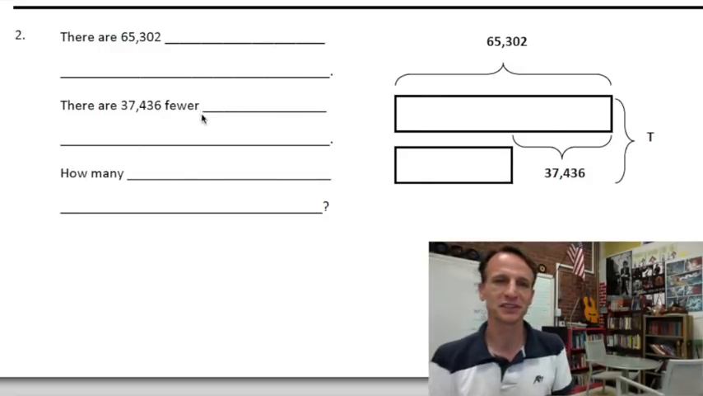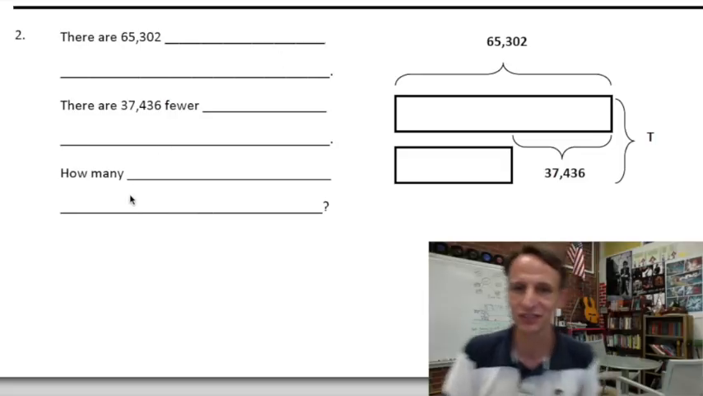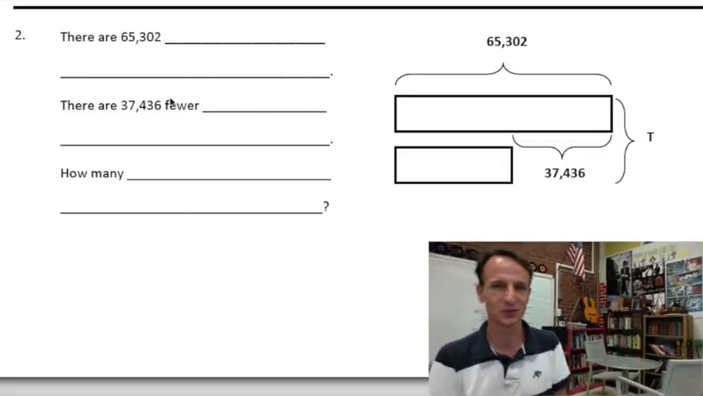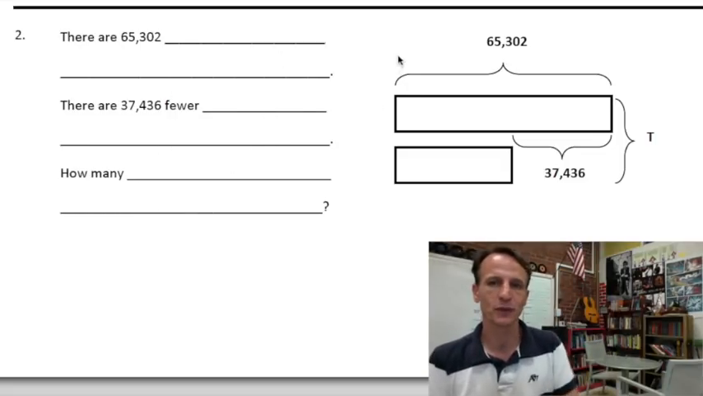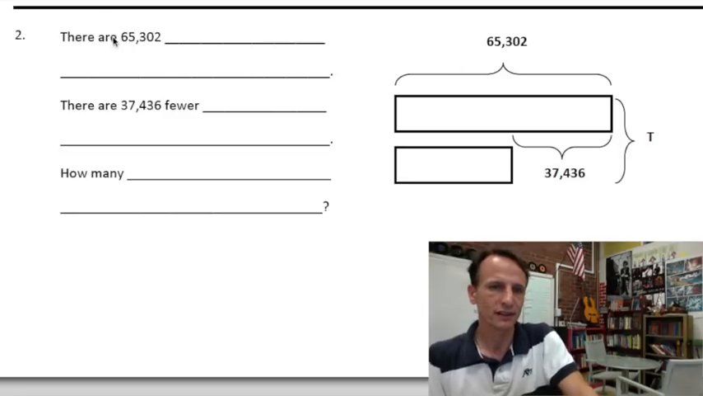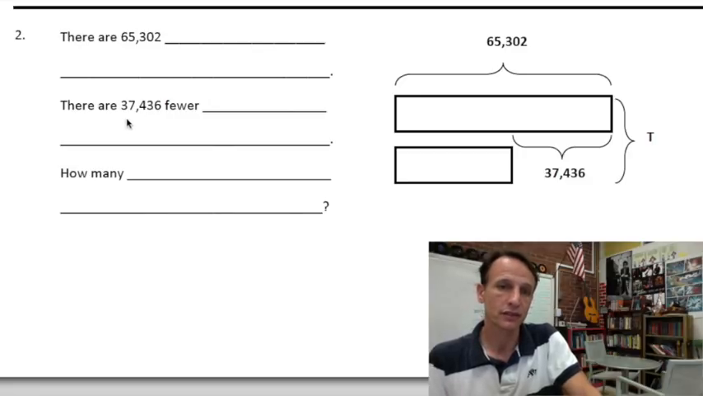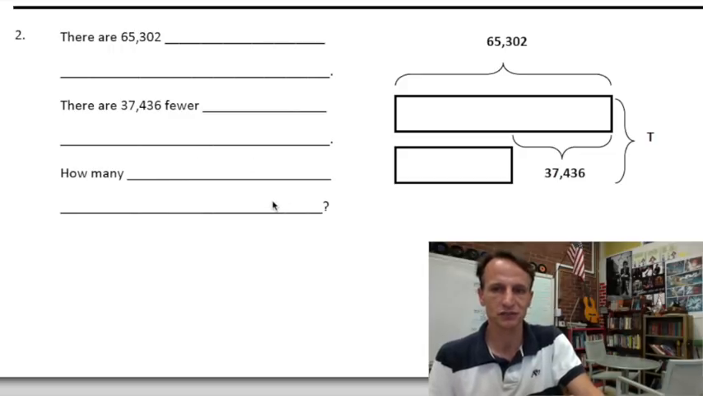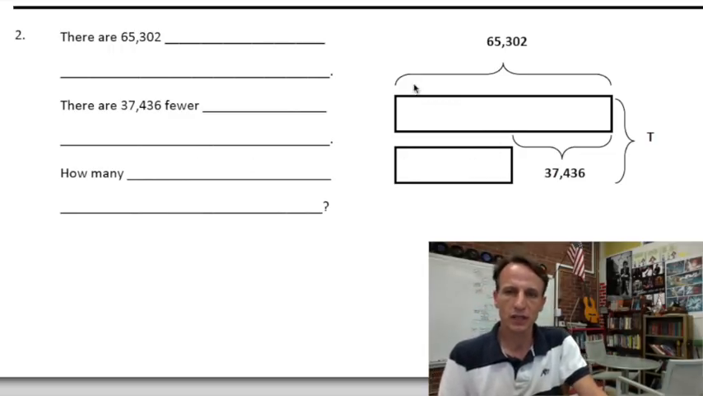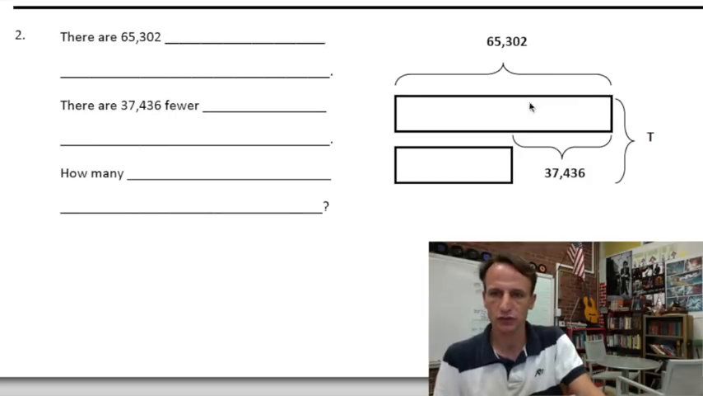Boy, they completely took the training wheels off here as we get to number 2. So let's just look at what we have. There are 65,302 somethings. There are 37,436 fewer whatevers. How many? And we have to see what we're solving for. Okay. So here's the 65,302 somethings.